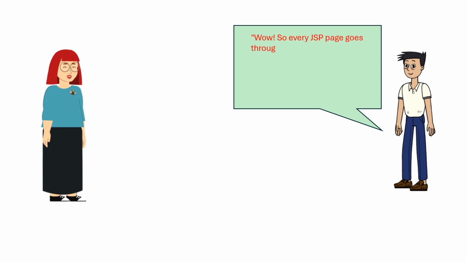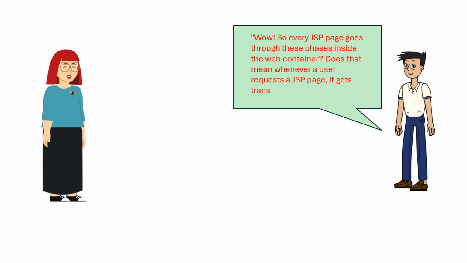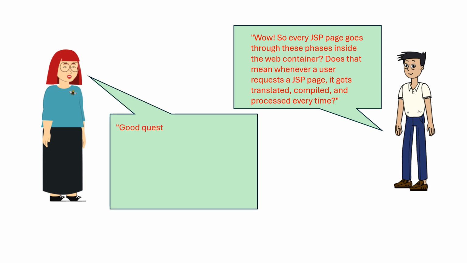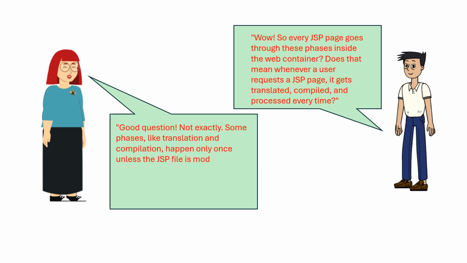Wow! So every JSP page goes through these phases inside the web container. Does that mean whenever a user requests a JSP page, it gets translated, compiled, and processed every time? Good question. Not exactly. Some phases, like translation and compilation, happen only once unless the JSP file is modified. However, for every request, the service method is executed to handle it.